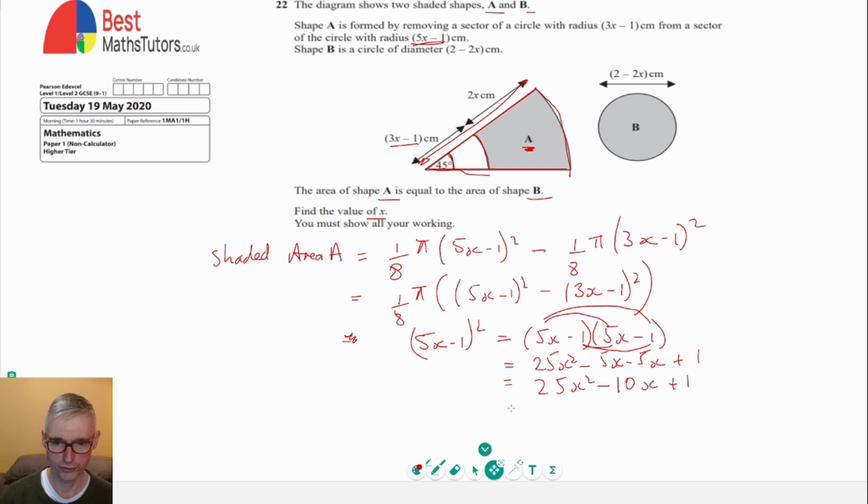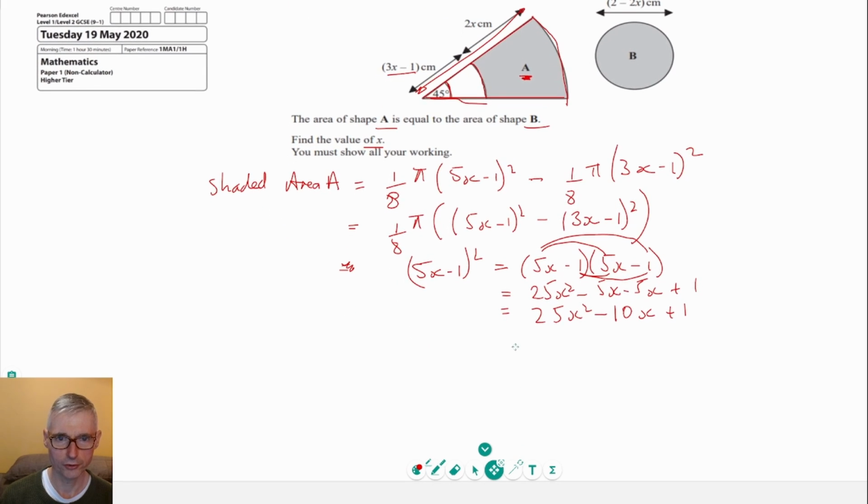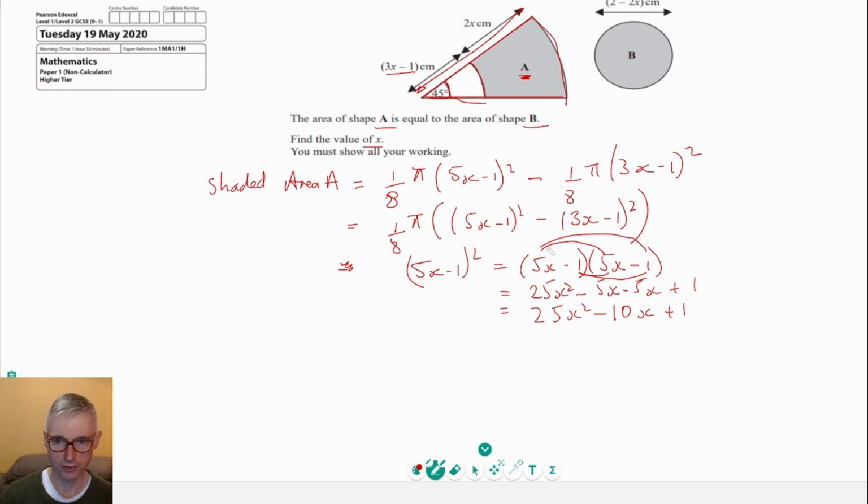I'm going to do a similar thing with the other one, which is the 3x minus 1, which I've got to square out. So 3x minus 1 all squared is, again, double brackets. So 3x minus 1, 3x minus 1.